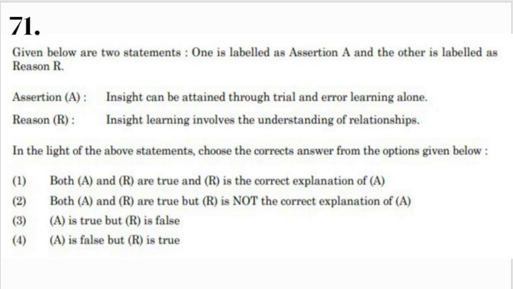Okay, so there is assertion and reason. Let us see them as statements first, and then we would see the reasoning. Insight can be attained through trial and error alone. Alone is a wrong word here. No, insight can be done even without trying for it. It is a sudden learning. So assertion is wrong. Then reasoning.